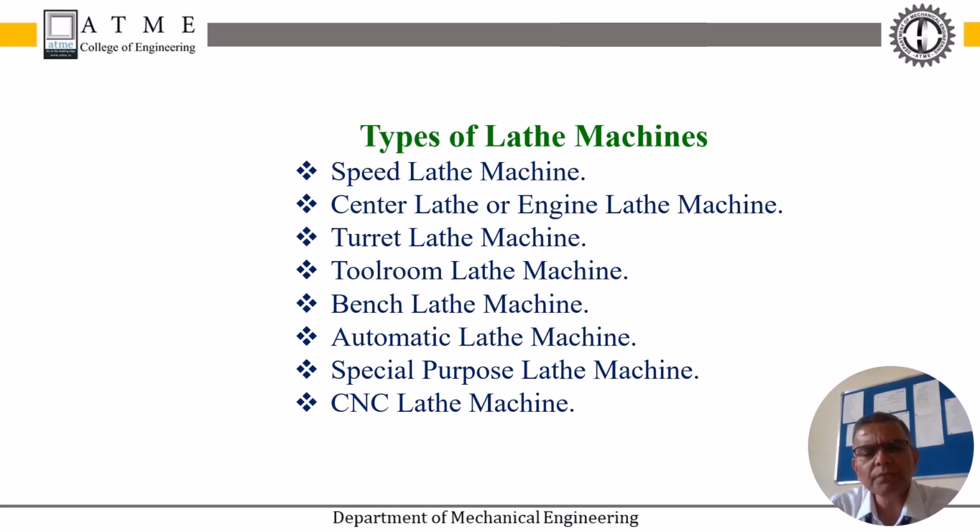There are different types of lathes. Among them, these are the different types of lathe machines: right from the speed lathe machine, central lathe or engine lathe machine, turret and capstan lathe machine, tool room lathe machines, bench lathe machine, automatic lathe machines, special purpose machines, and CNC machines.